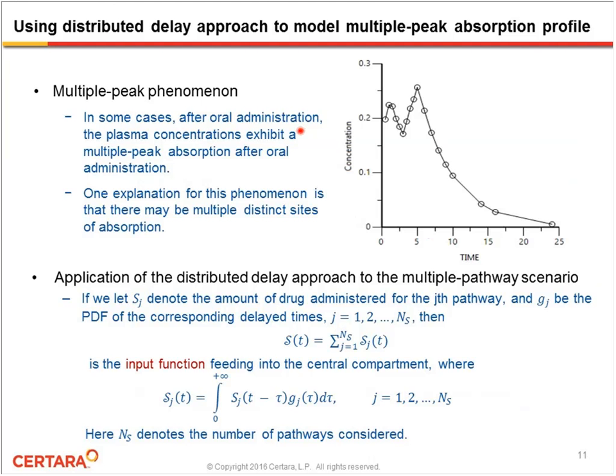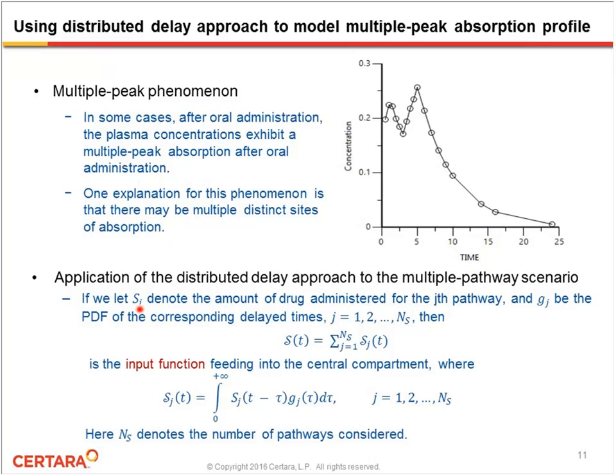Now, how do we use the distributed delay approach to model a multiple peak absorption profile? We know that in some cases, after oral administration, the plasma concentration exhibits multiple peaks. For example, this figure shows a double peak phenomenon. One explanation for this phenomenon is that there may be multiple distinct sites of absorption. Now let's look into how to use this distributed approach in this multiple pathway scenario.